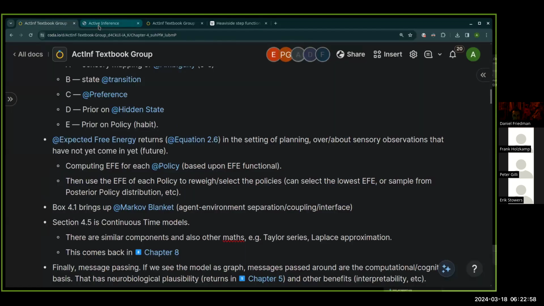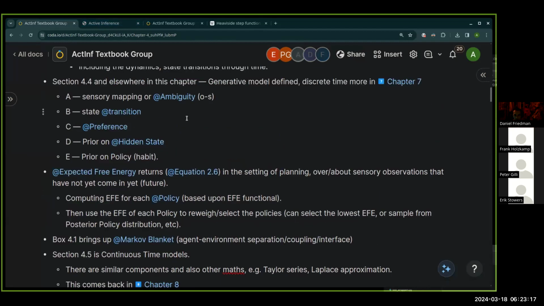Chapter 1, introduction. Chapters 2 and 3, low road and high road, getting to active inference. Chapter 4, it's active inference. Chapter 5, neurobiology, case studies of active inference. That's the first half of the book. And then chapter 6, recipe for making it yourself. Chapters 7 and 8 revisit sections 4.4 to 4.5. Chapter 9, bringing in data. Chapter 10, summary.